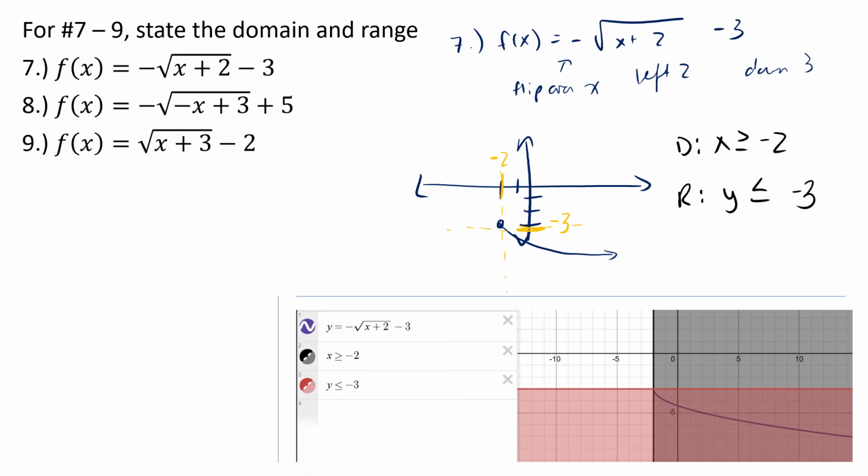And then let's go ahead and take a look at this. So yeah, this looks pretty good. This is what we're looking at right here. x is greater than or equal to -2. y is less than or equal to -3.